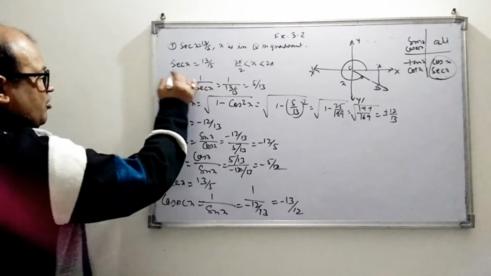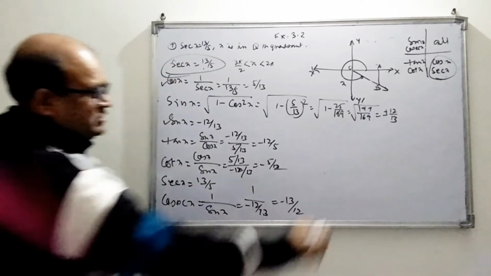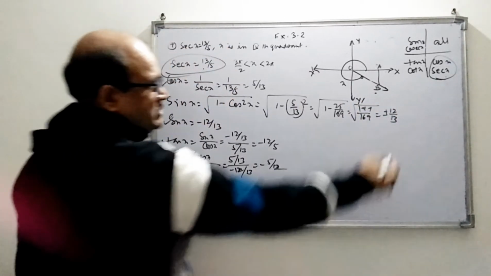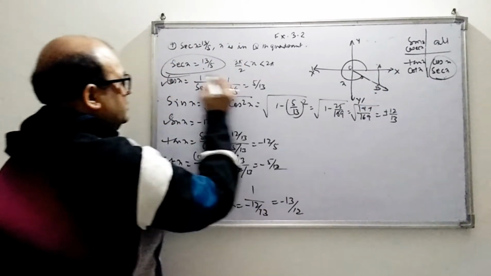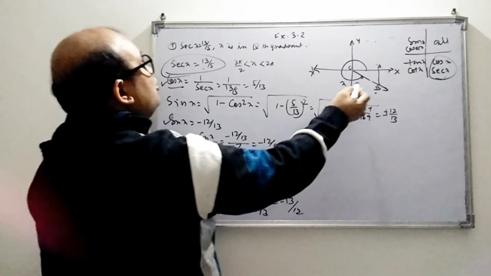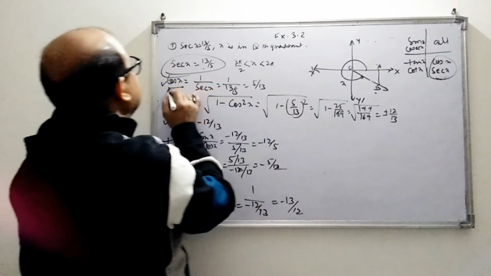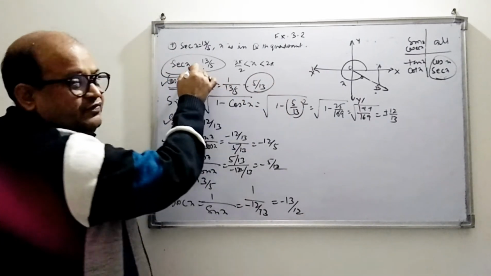Now see, we have got sec x as 13 by 5, and x is in the fourth quadrant. So sec x is positive in the fourth quadrant. Now cos x is also positive in the fourth quadrant, so cos x equal to 5 by 13, reciprocal of sec x.